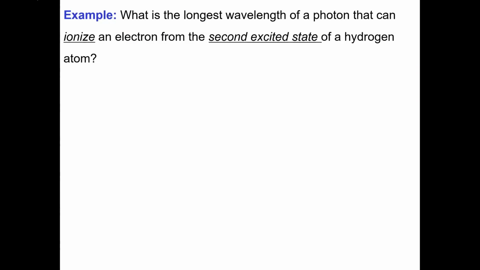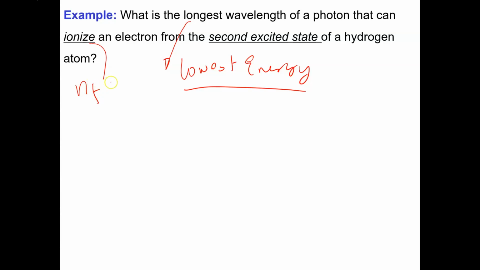So here's an example of that. It says, what is the longest wavelength? So longest wavelength, we should keep in mind, corresponds to lowest energy. So it's just code for lowest energy of a photon that can ionize. So that means that n final will be infinity. An electron from the second excited state. So that means that n initial is 3. Okay, so that's what's going on there.